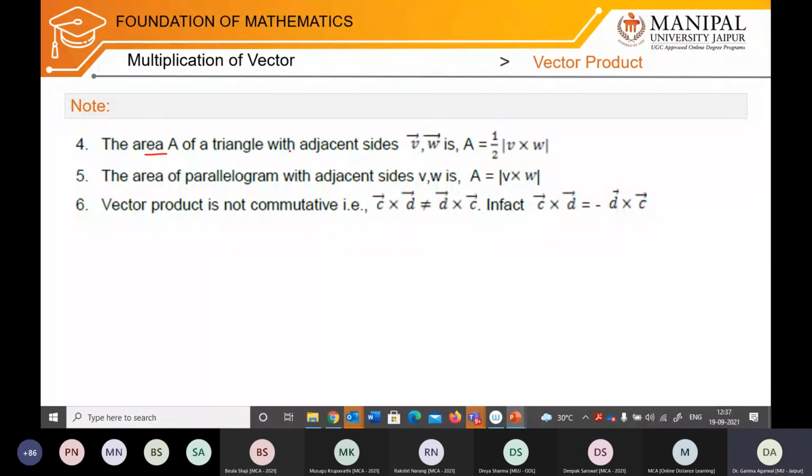Now the area of the triangle is 1/2 the magnitude of u cross w, where u and w are adjacent sides. These are the applications of cross product. The area of a parallelogram with adjacent sides v and w is the magnitude of v cross w. Now the vector product is not commutative, that is c cross d is not equal to d cross c. In fact, c cross d is equal to minus d cross c. Clear?